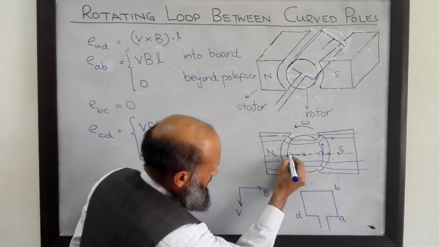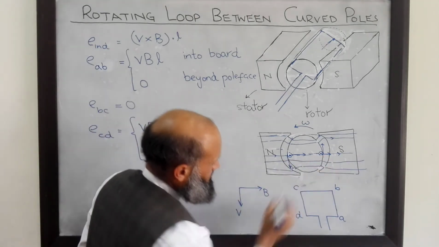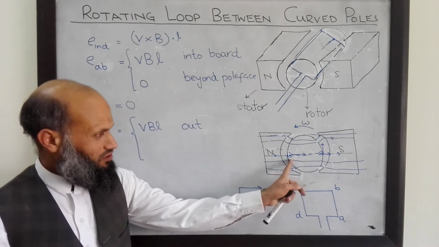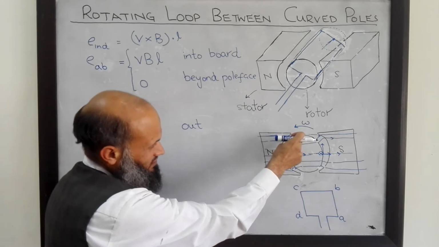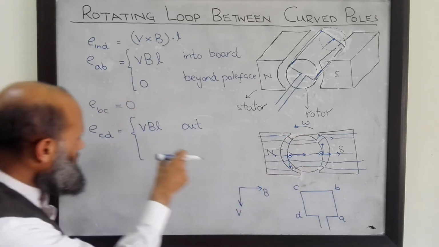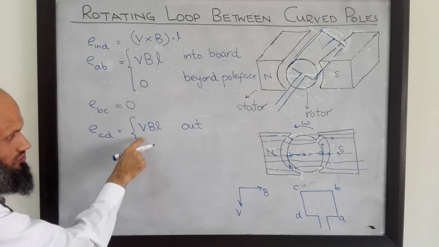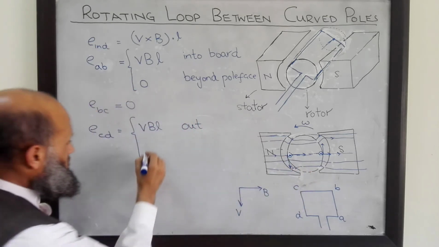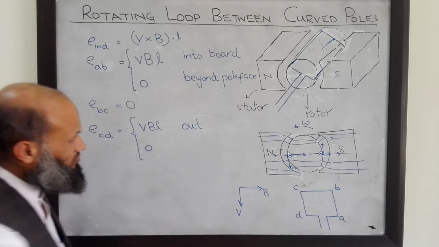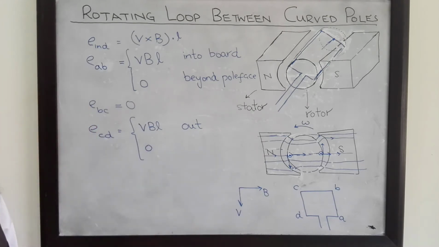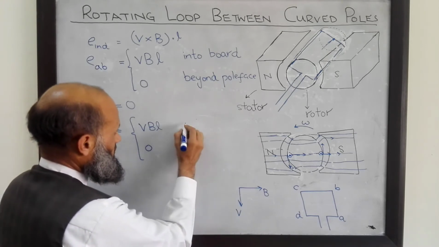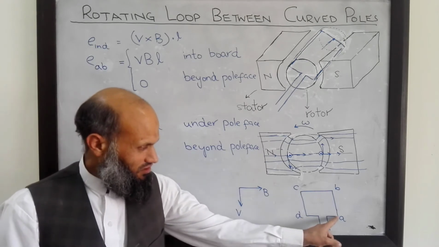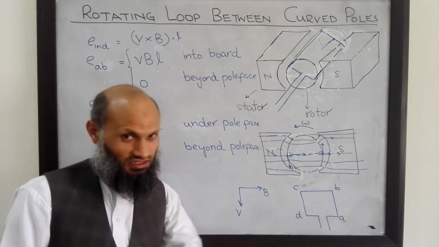It can be denoted by dot notation over here. Again, the same will be the situation until and unless this conductor is under pole face. This induced voltage will be equal to VBL. When it moves beyond pole face, then the induced voltage will be 0. So under pole face. And what about voltage induced in this segment?